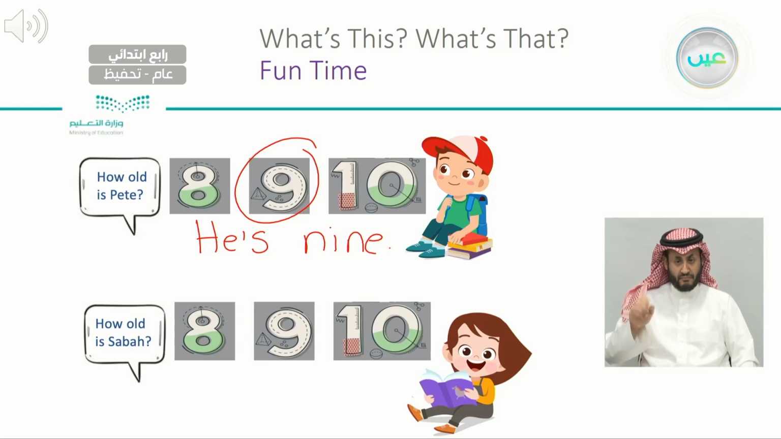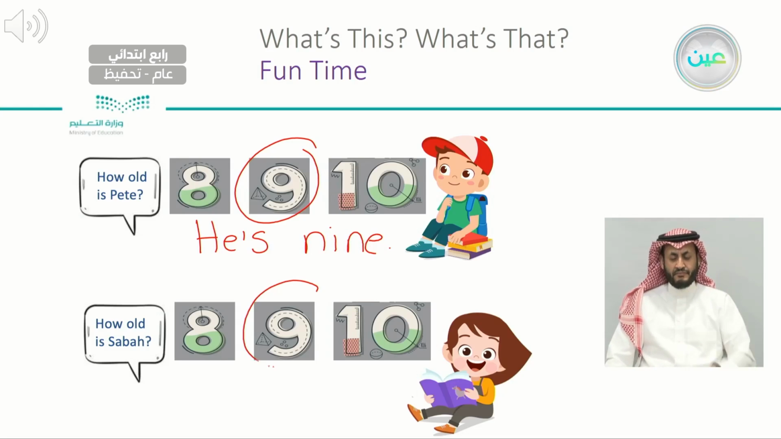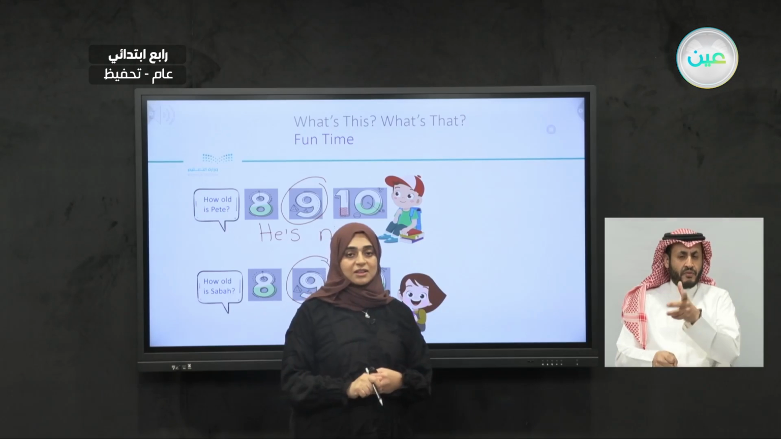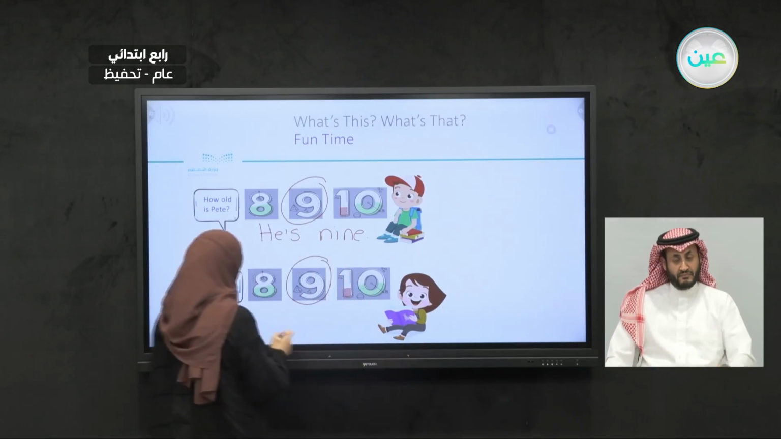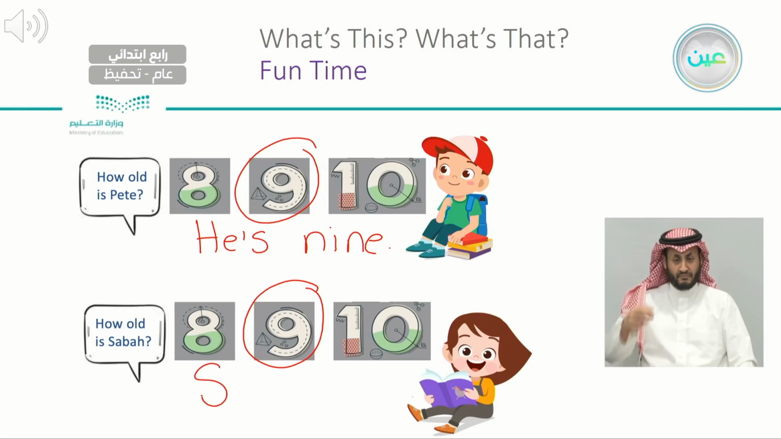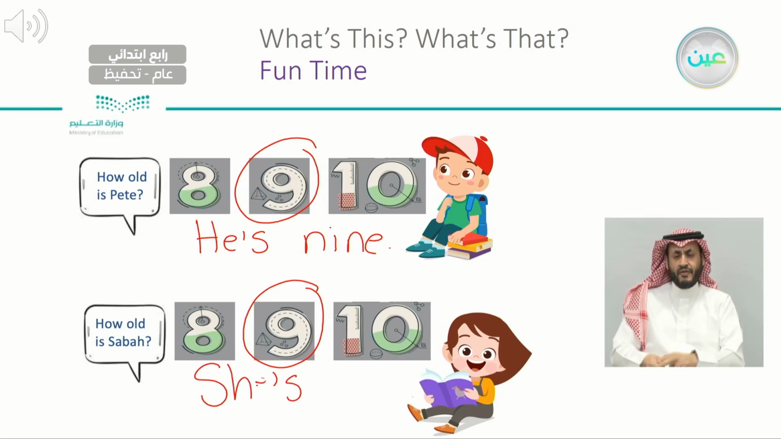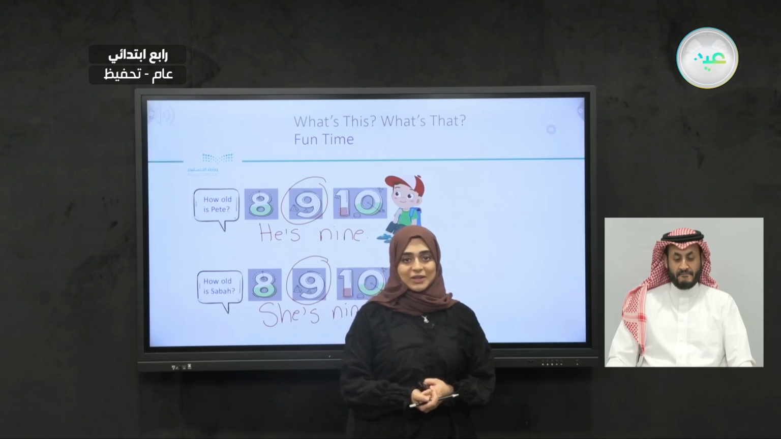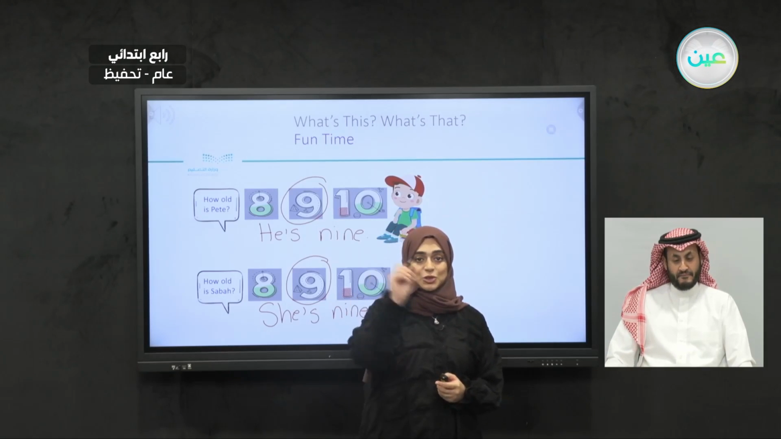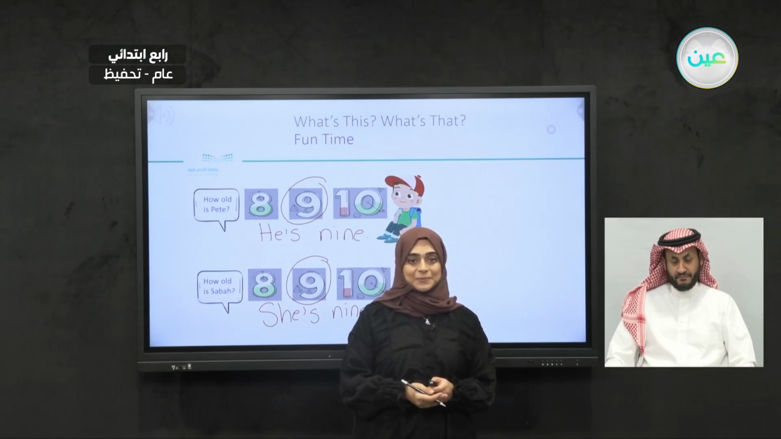How old is Sabah? They look the same age, so let's pick 9. What do we say? She's 9. Excellent. She. Write with me. Capital S-H-E. She's 9. Full stop. So far, so good. Are we done? Did you circle all the numbers?